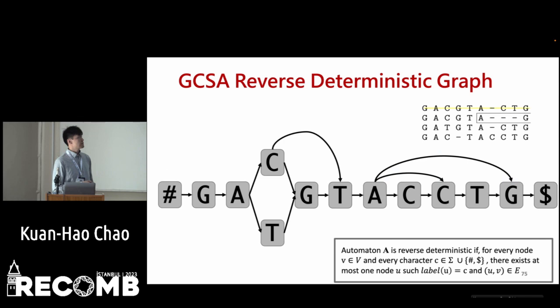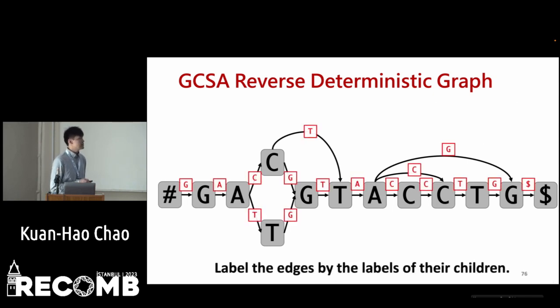The reason why it's called reverse deterministic is, look at this A, for example. If we check upstream, we can only find one T. So it's deterministic, and you can check all the nodes. Basically, we can only find one node having the only label of that A, C, or G. However, if we go downstream for this A as an example, you can find this C or this C. So this graph is not forward deterministic. And I simply label the edges by the labels of their children.